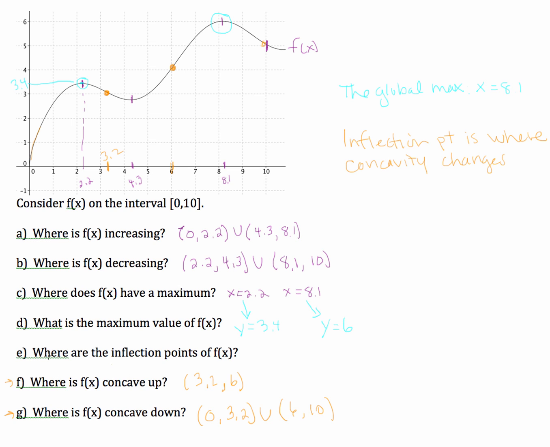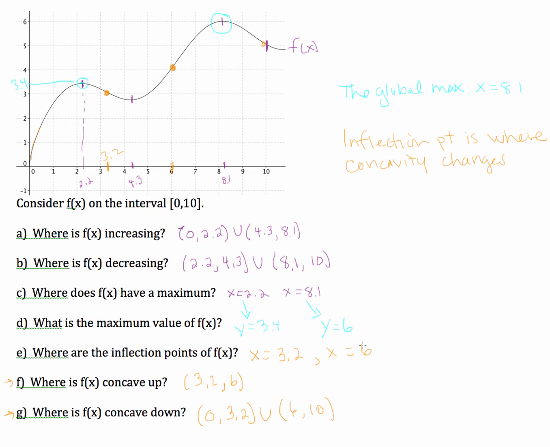So looking at the inflection points, the inflection point is where the concavity changes. We see the concavity changes at 3.2 and at 6. So at x equals 3.2 and at x equals 6.